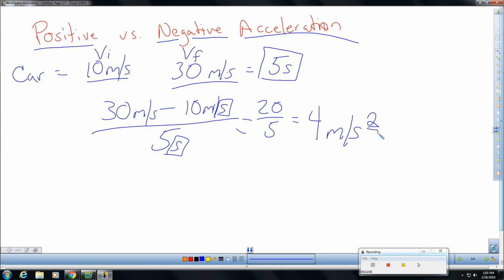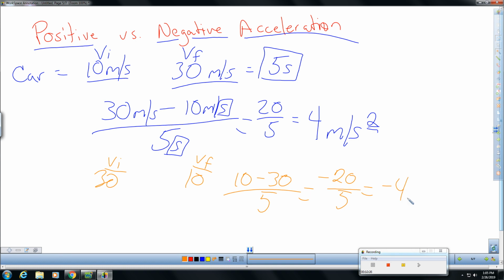Now, that's for a car that went from 10 to 30. What happens if a car went from 30 down to 10? So the equation is still set up the same. Final velocity, 10, minus our initial velocity, 30, all over the time that it took. So now it becomes negative 20 over 5, which now the rate becomes not positive. It is negative 4 meters per second, and again, squared.